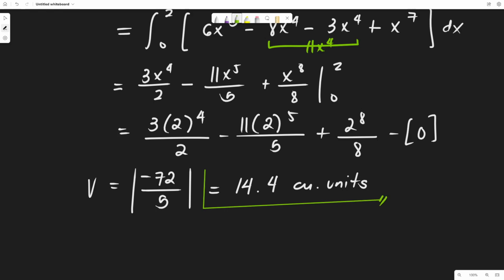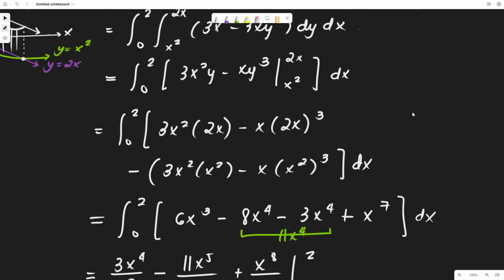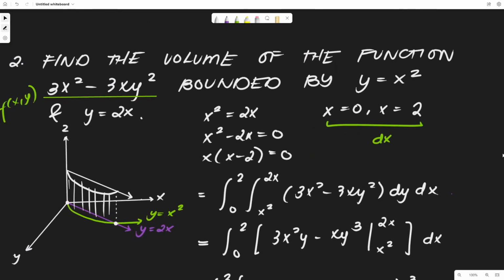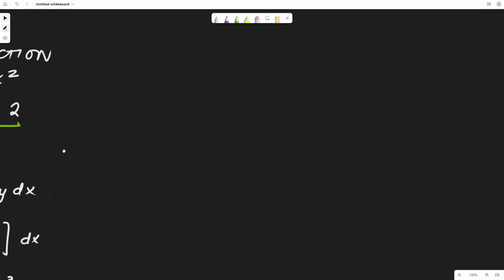Ayan. Okay? So, yan. Ganun lang, no? Ganun lang mag-evaluate ng multiple integrals. Ang tricky lang naman kasi talaga dito is yung pagbuo, no? Yung pagbuo nung integral from the worded problem. Okay? So, let's go to the next example.